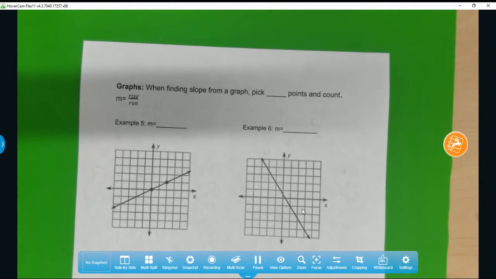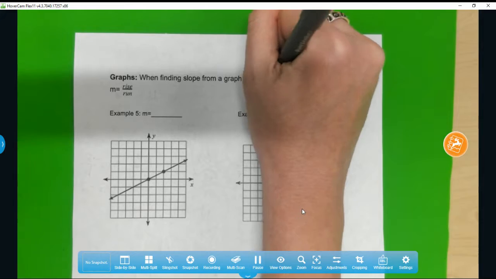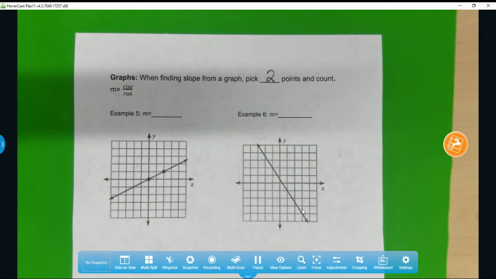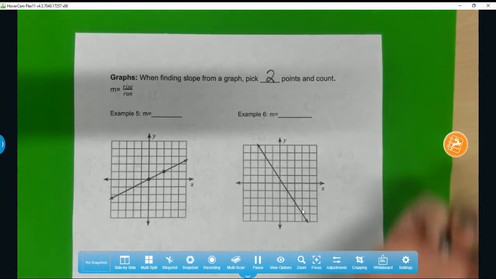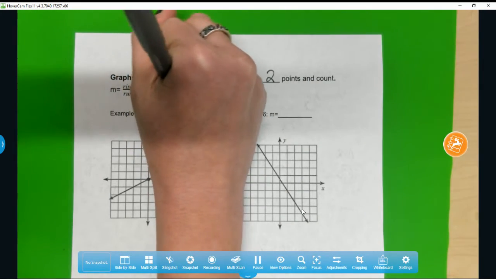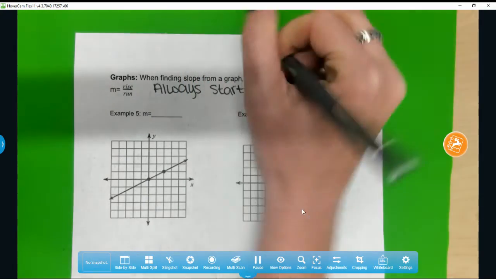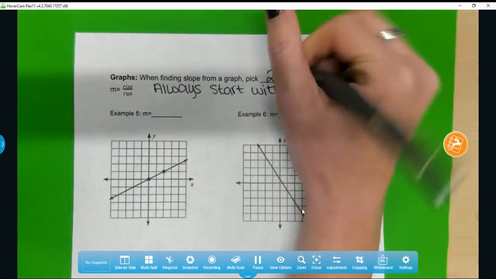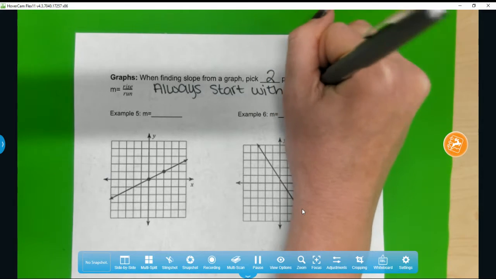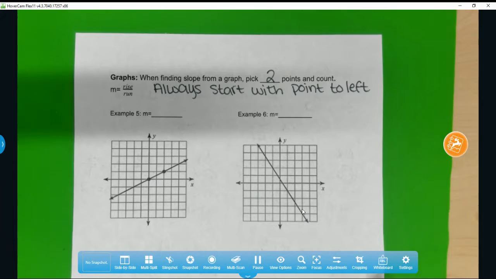Okay. All right, so when finding slope from a graph, you're going to pick 2 points and you're going to count the rise over the run. Okay. Always start with the point to the left, the point furthest to the left that you pick.